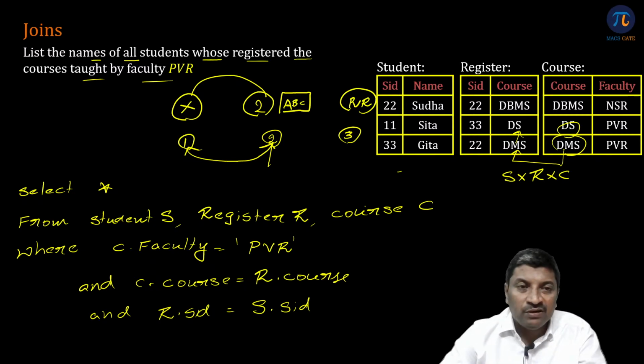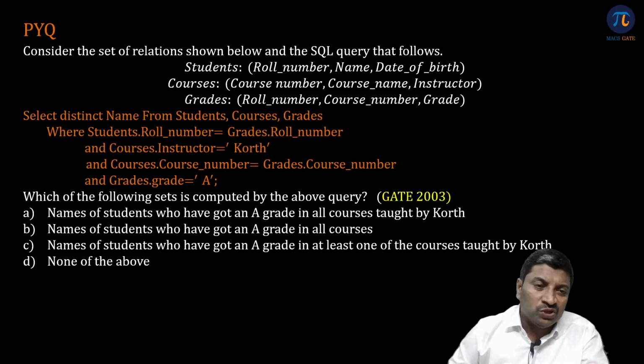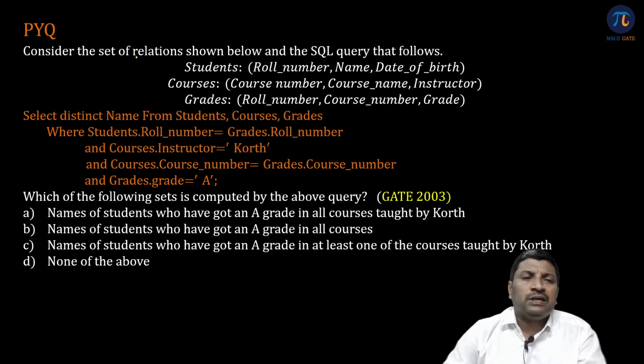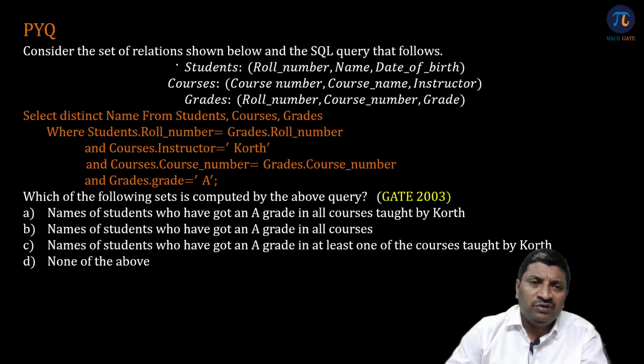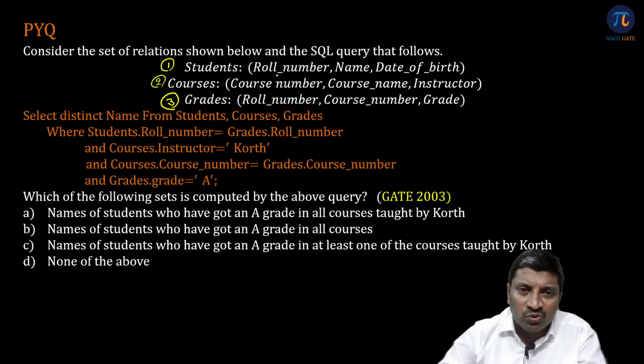Let us go to the next one. Let us solve one previous question, sir. Just go through the question. Consider the set of relations shown below and the SQL query that follows. We have three tables: students, courses, grades. Almost a similar example to what we discussed. Instead of register, we have grades. In students, I have roll number, name, date of birth.